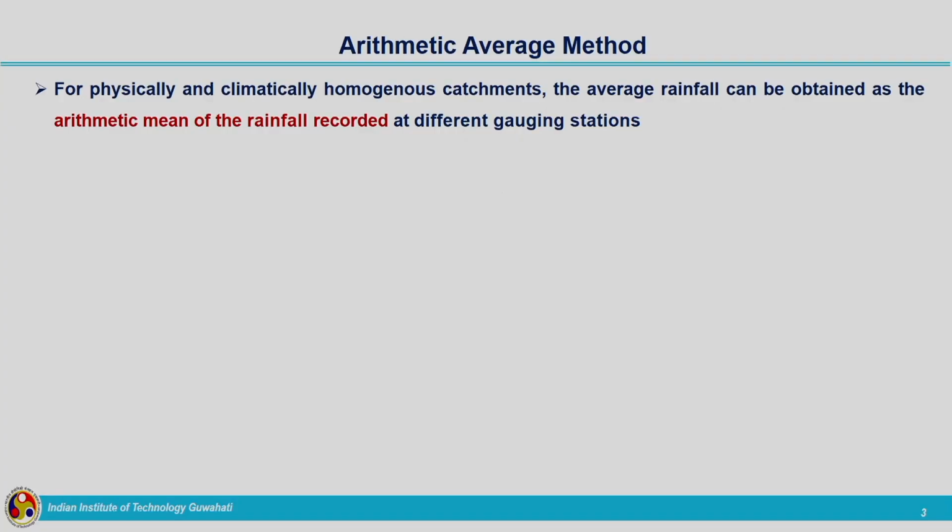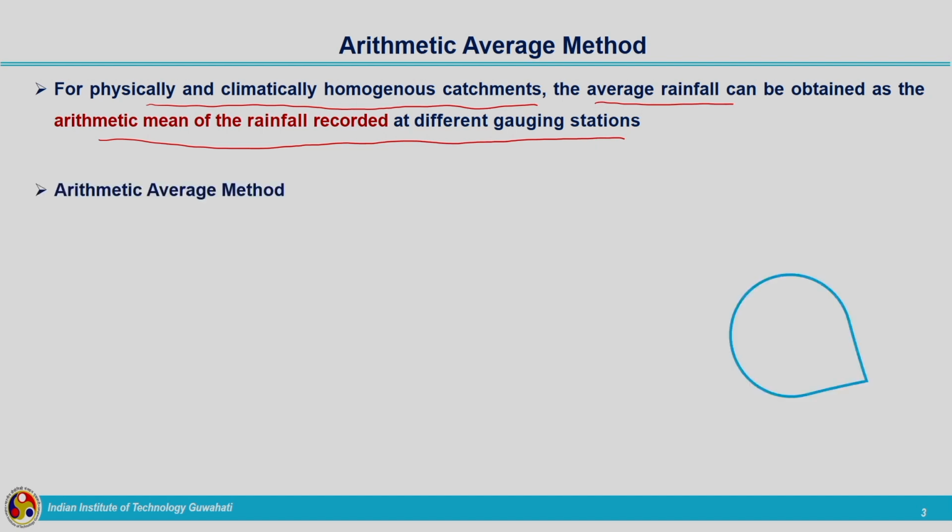First one is the arithmetic average method. This will give fairly good results in the case of physically and climatically homogeneous catchments. So, we will be calculating the average rainfall by using the arithmetic mean of the rainfall recorded at different gauging stations. It is a simple arithmetic average. We have an area, within that area we have n number of rain gauges, and we are just finding the average of the rainfall data recorded at these rain gauges.